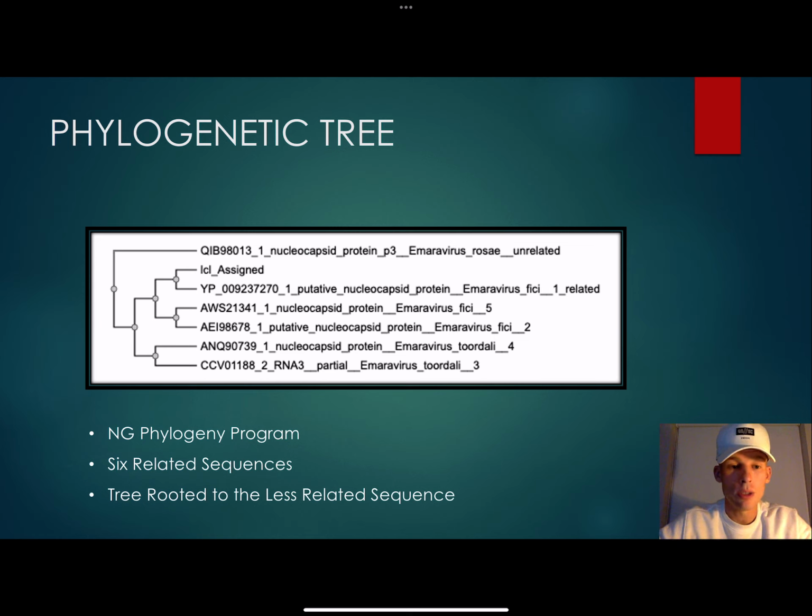Next, I used a program that would build out a phylogenetic tree. What I did here is I took all of my translated sequences, put them in a Word document in FASTA format, plugged them into the program here, and it was able to build this tree for me. It took my 6 related sequences and my 1 unrelated, and it showed me where they line up on that tree and how related they are.